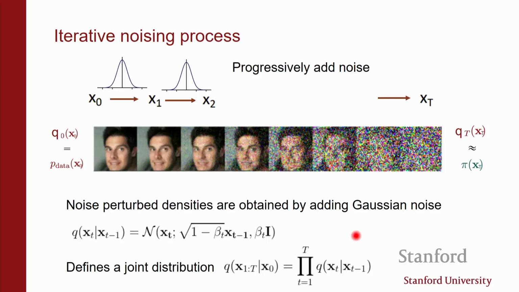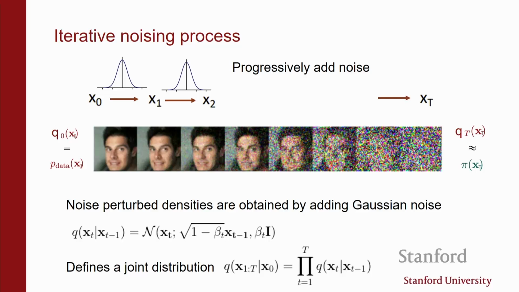Given an initial data point x0, there is a joint distribution over all these other random variables, x1 through xt, where the joint is given by a product of conditionals. So it's kind of like an autoregressive model, but a little bit more simple because it's Markovian. So the distribution of xt does not depend on all the previous ones, but it basically only depends on xt minus 1, on the previous time step.